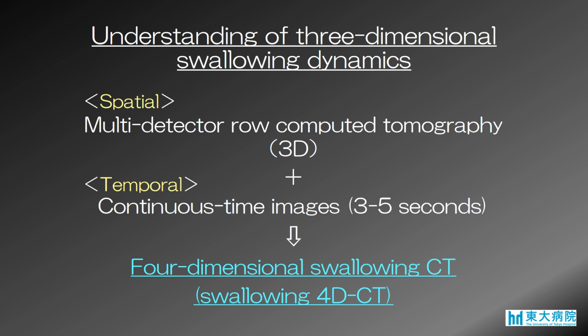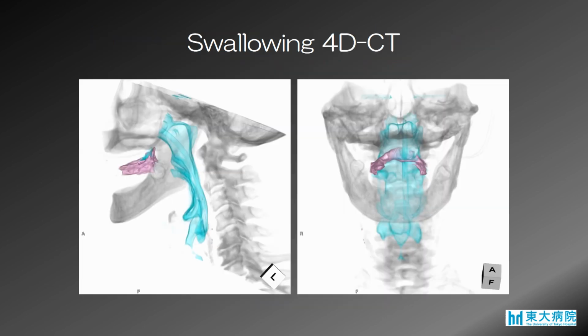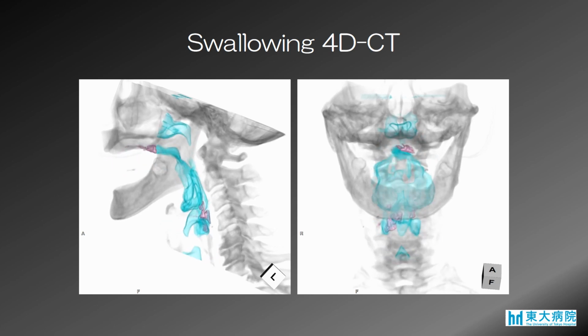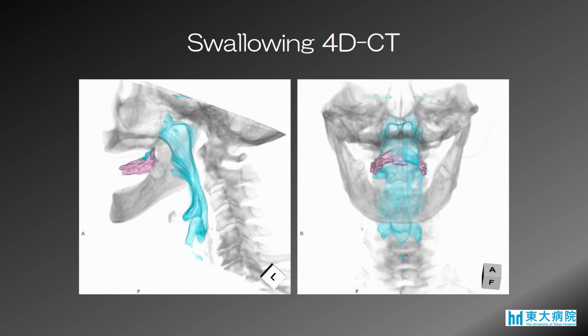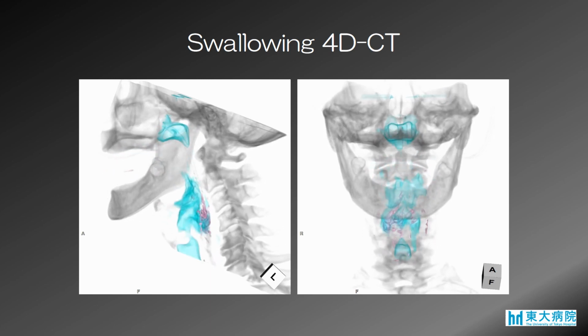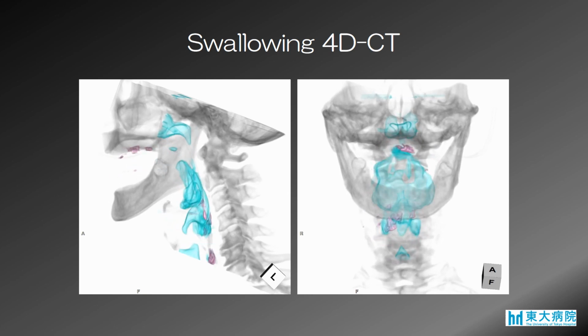For better understanding of three-dimensional swallowing dynamics, we combine the spatial components of the CT images with the temporal component. As a result, we succeeded in creating a four-dimensional movie by continuously playing back these 3D images. Thus, this is swallowing CT. Here are examples of lateral and frontal swallowing CT. You can see the pharyngeal lumen in blue and contrast agent in pink. The depiction of the swallowing CT is very clear and beautiful.